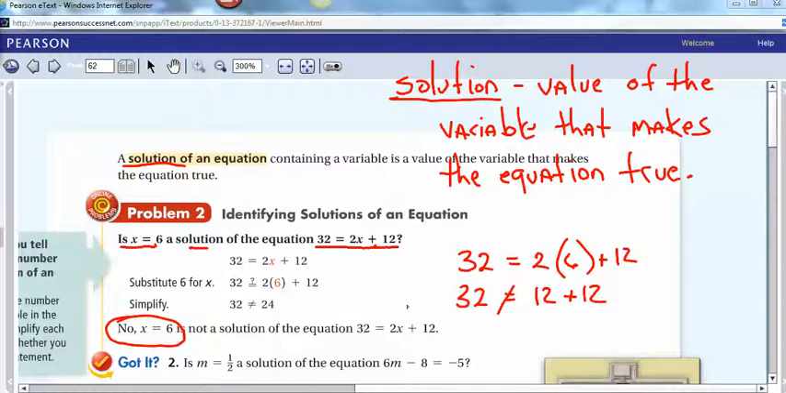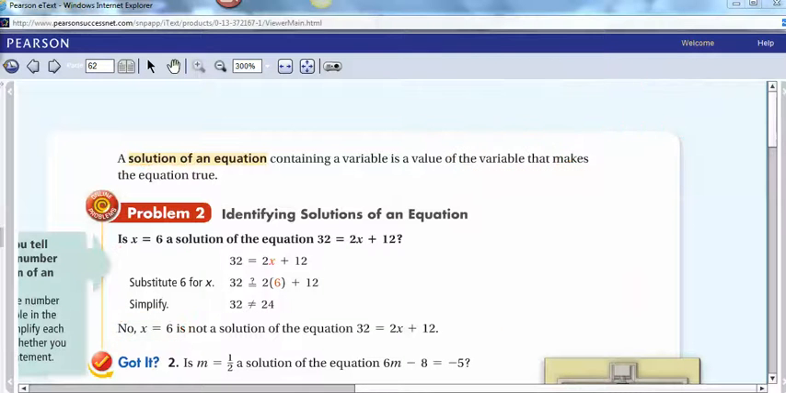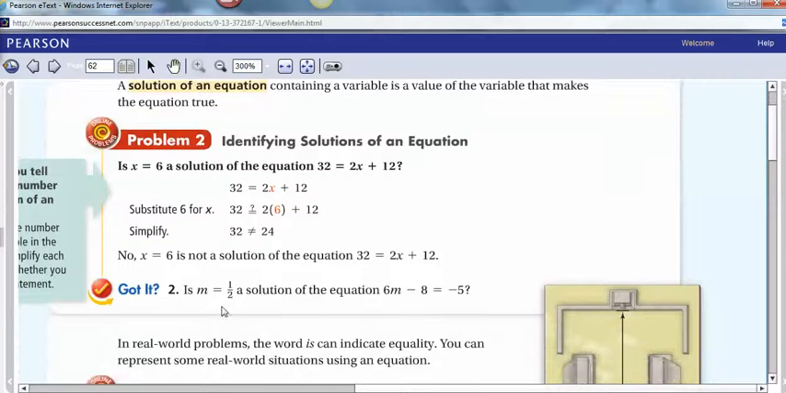Alright, that's what they're asking there. Is the value for the variable a solution? Is m equals 1/2 a solution of the equation 6m minus 8 equals negative 5? I know how much you guys love fractions. So you're going to take 6 times 1/2, subtract 8 from it, and see if it equals negative 5.